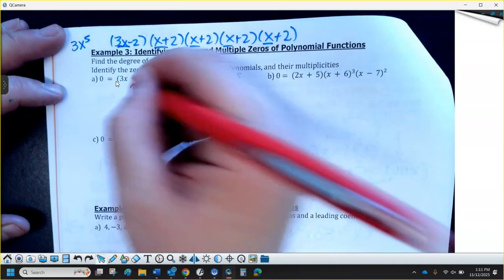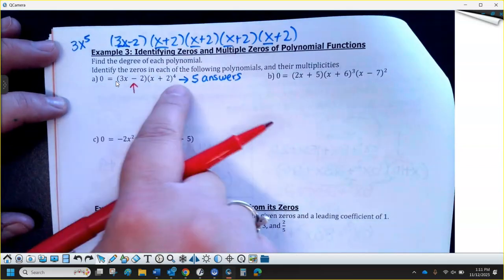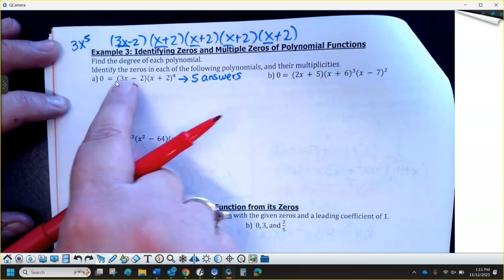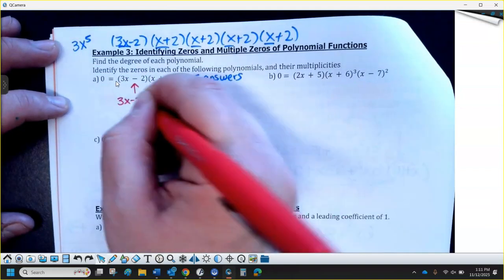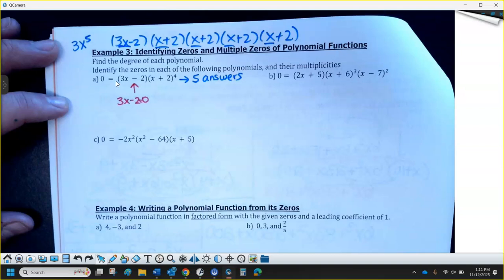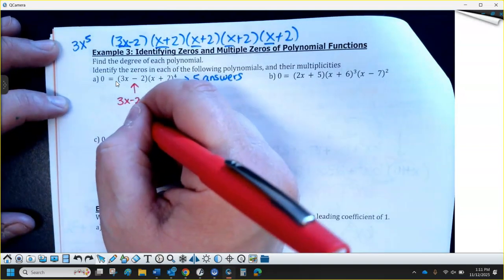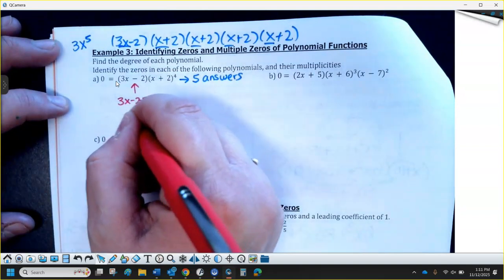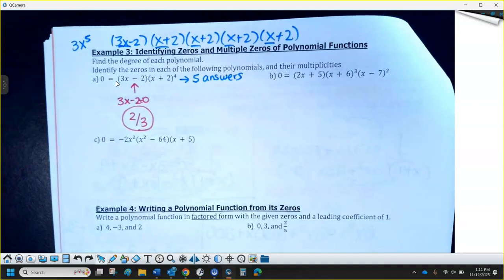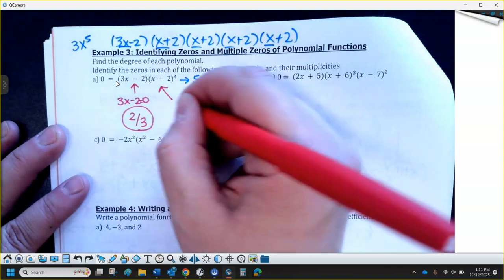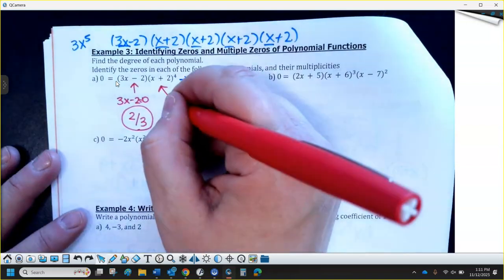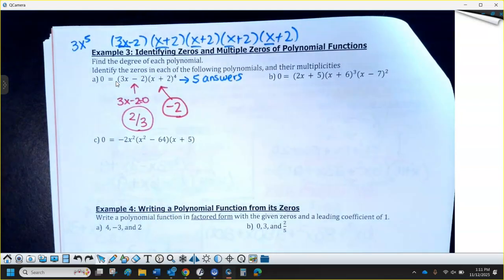So if you got anything in parentheses multiplying together to get 0, either this is 0 or this is 0. If you want to make yourself a little equation, you could set 3x minus 2 equal to 0. I usually just do it in my head: I would add 2 and divide by 3. So one of the solutions is going to be 2/3. The other solution, x plus 2, to make that 0, we would plug in -2, right?